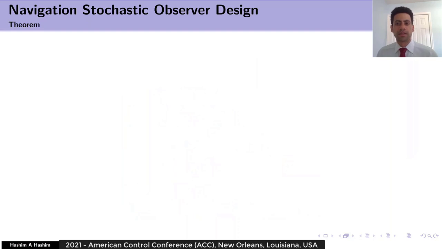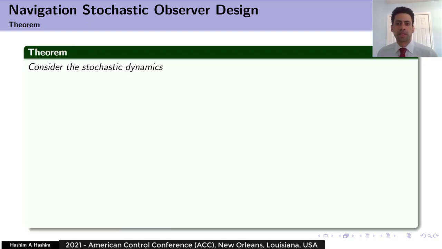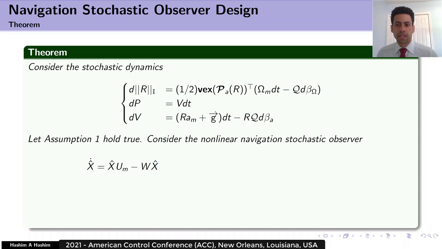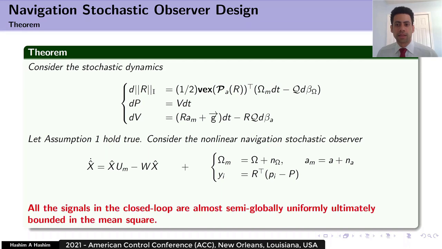Now let's discuss the theorem. Consider the true navigation stochastic dynamics. Let assumption 1 hold true. And consider the proposed nonlinear navigation stochastic observer. This way, it becomes clear that all the signals in the closed loop are almost semi-globally uniformly ultimately bounded in the mean square.